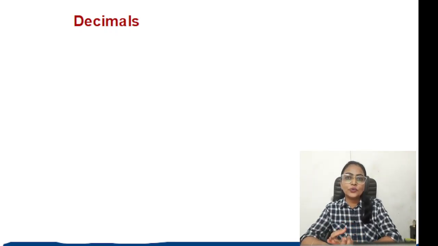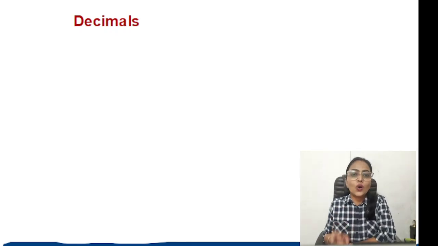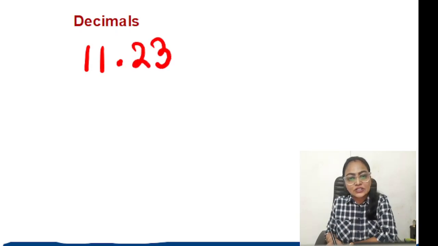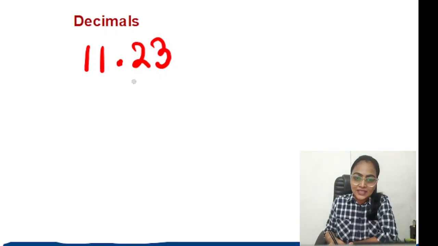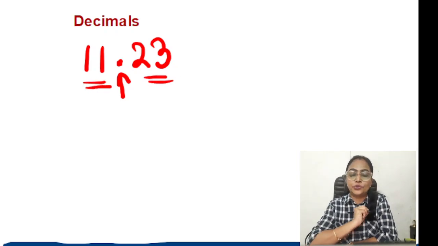The topic for today is decimal. The first question is, what are decimal numbers? A very basic definition of decimal numbers is, any number with a dot in it is called a decimal number. For example, 11.23. This number will definitely be a decimal number. Why? Because there is a dot between this 11 and this 23, right?